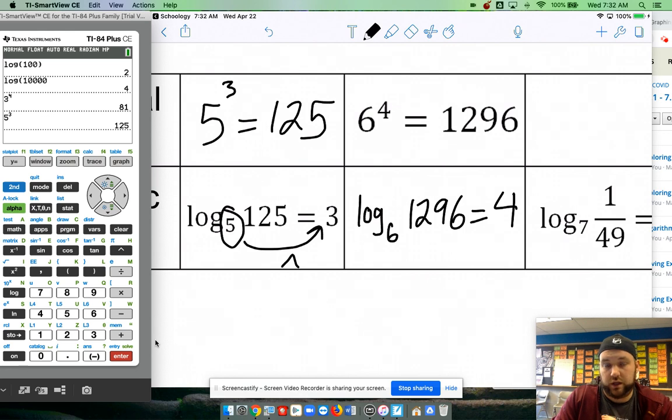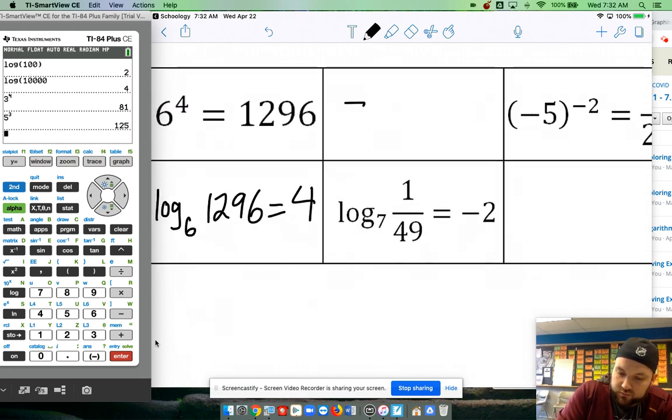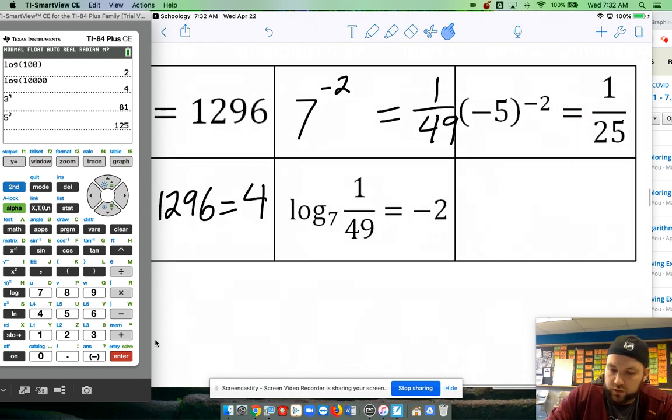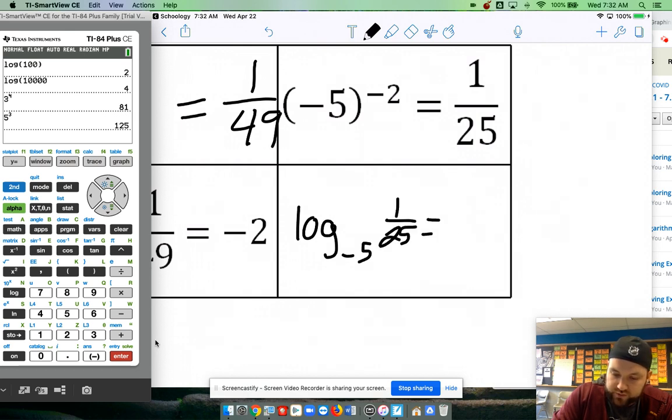Again, I'm not solving anything. I'm just rewriting that statement using a logarithm. So log base 7 of 1 over 49 is equal to -2. And remember, with a log, whatever's on the other side of the equal sign is the exponent that goes with it. And then finally, -5 to the -2 is equal to 1 over 25. You could write this as log base -5 of 1/25 equals -2.